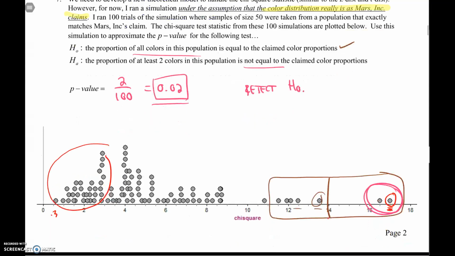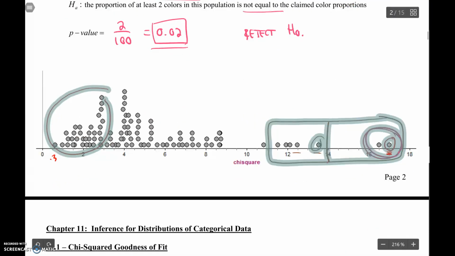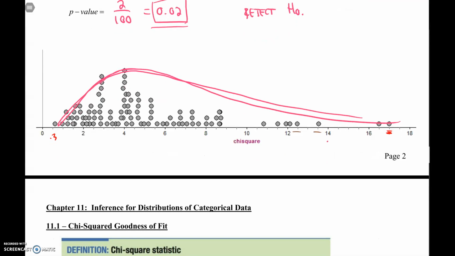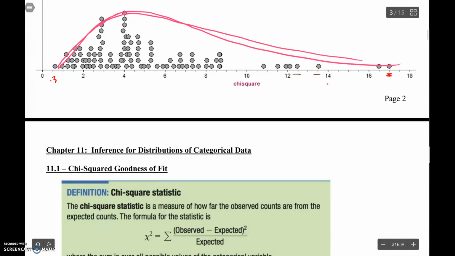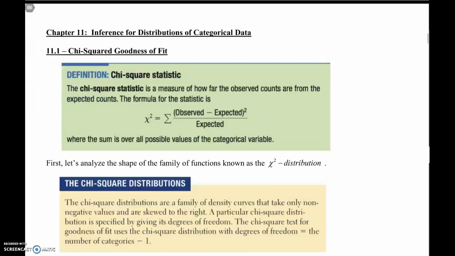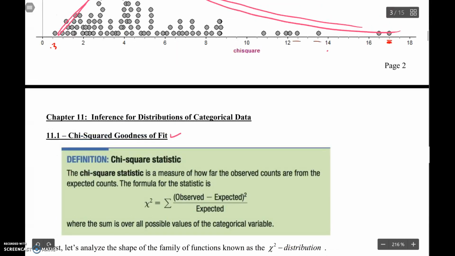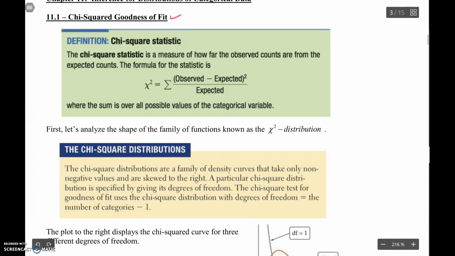Okay. Now we are not going to use this simulation. Instead, we're going to come up with a nice, smooth theoretical model to model this chi-squared distribution, just like we came up with a theoretical normal model and a theoretical t-distribution. All right. So Section 11.1 is a chi-squared goodness of fit test, which is exactly what we ran back here with the simulation.